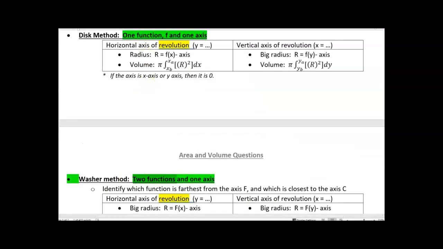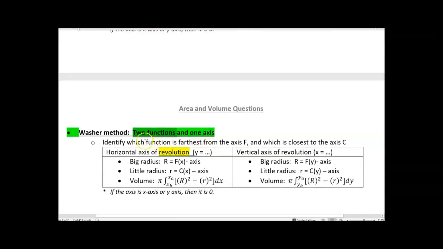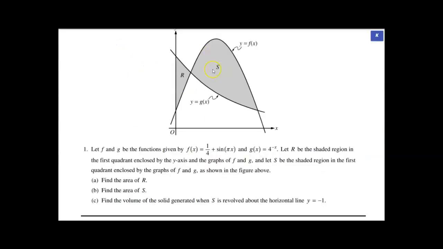So now we want to decide which function is farthest from the axis. Let me bring that stuff back that I had sketched earlier. Here's my axis, and then we have the f function on top, and then we have the g function on the bottom. Now, which line is closer to the pink axis of revolution? Is the green one farther away from it, or is the pink one farther away? Well, the green one seems to be farther away from this axis than the pink one.